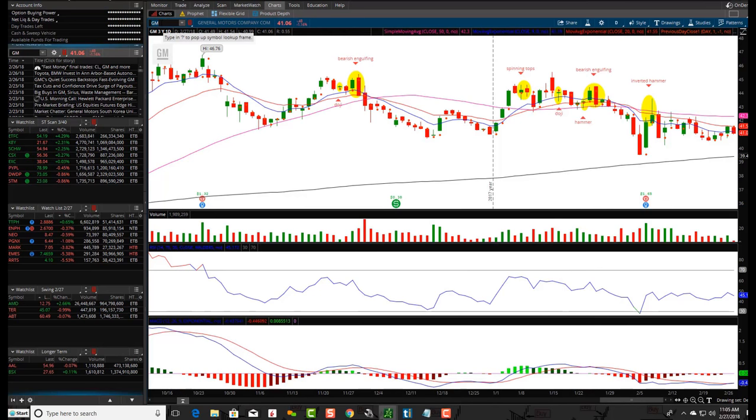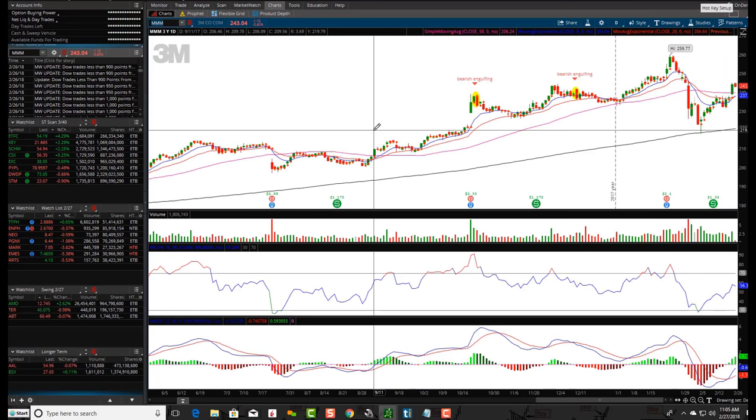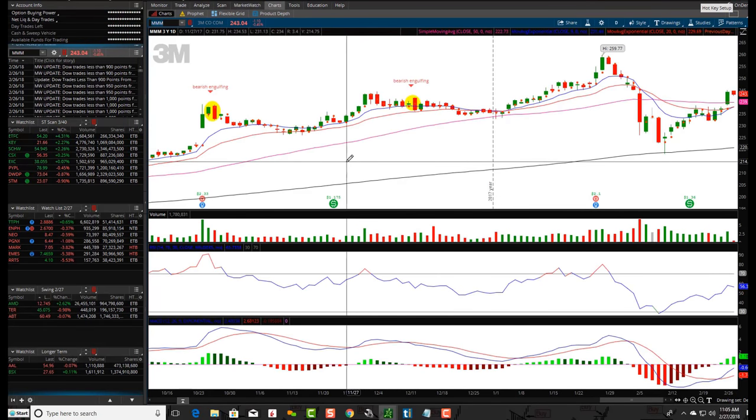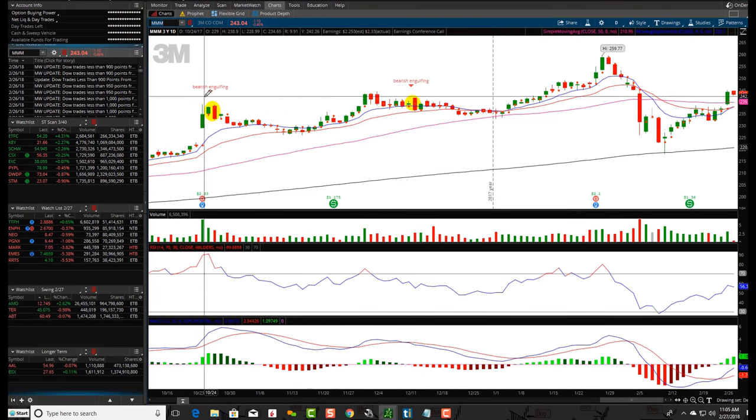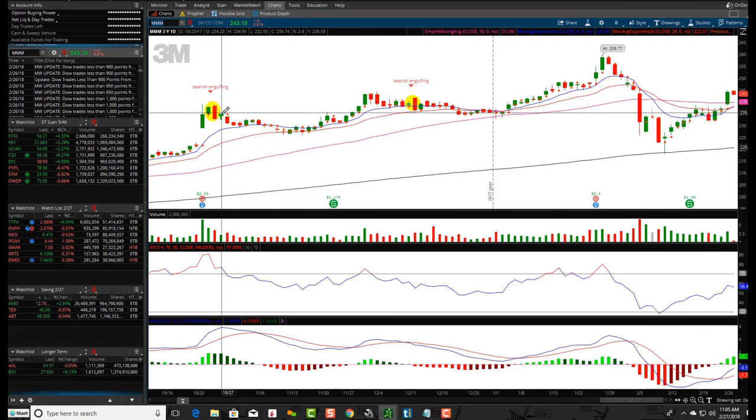Let's take a look at MMM, 3M. You can see bearish engulfing. You can see price was in an uptrend up here, right at its peak. RSI was overextended, and this big red candle kind of enveloped this green one here. And what did it do? Price fell right back down to the moving average lines, right? So in an uptrend, when you see a sign like this, look out, that's not a good sign.